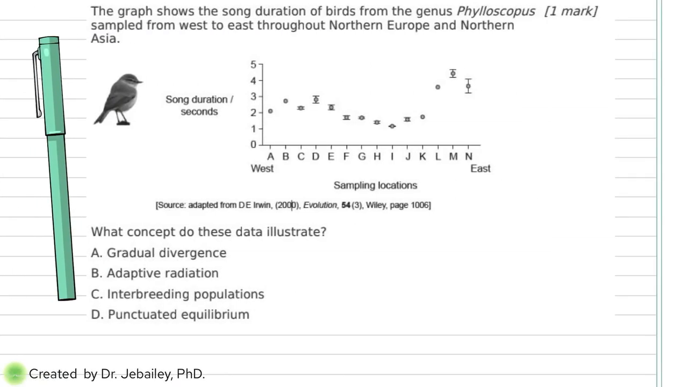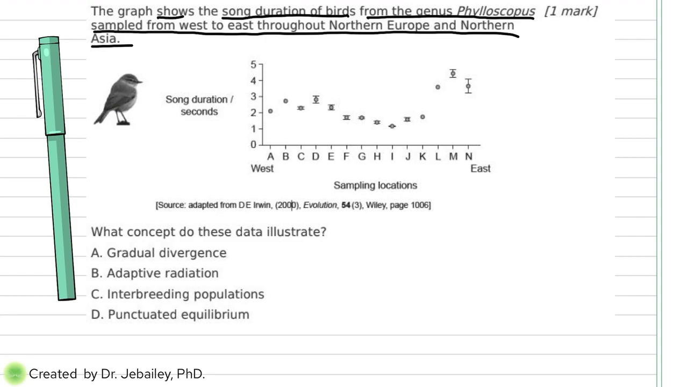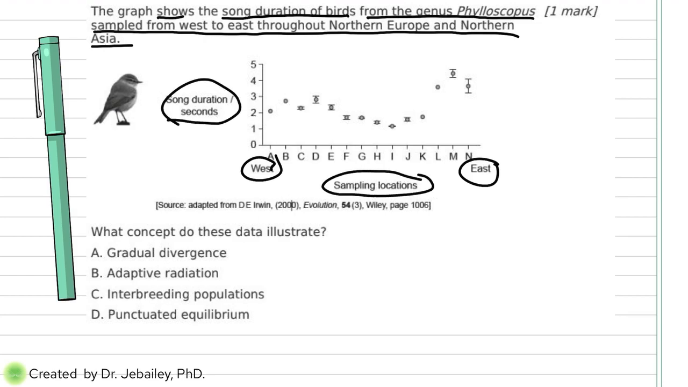The next question says, the graph shows a song duration of birds from the genus Phylloscopus sampled from the west to east throughout northern Europe and northern Asia. Okay, so we're talking about the songs. So we have here the east and the west, and we have samples of locations, and then we have the song durations. As we look in the science, we can see some songs are 2 minutes, some are 3, and there are some that are between 4 and 4.5. So there we're looking at different ones.